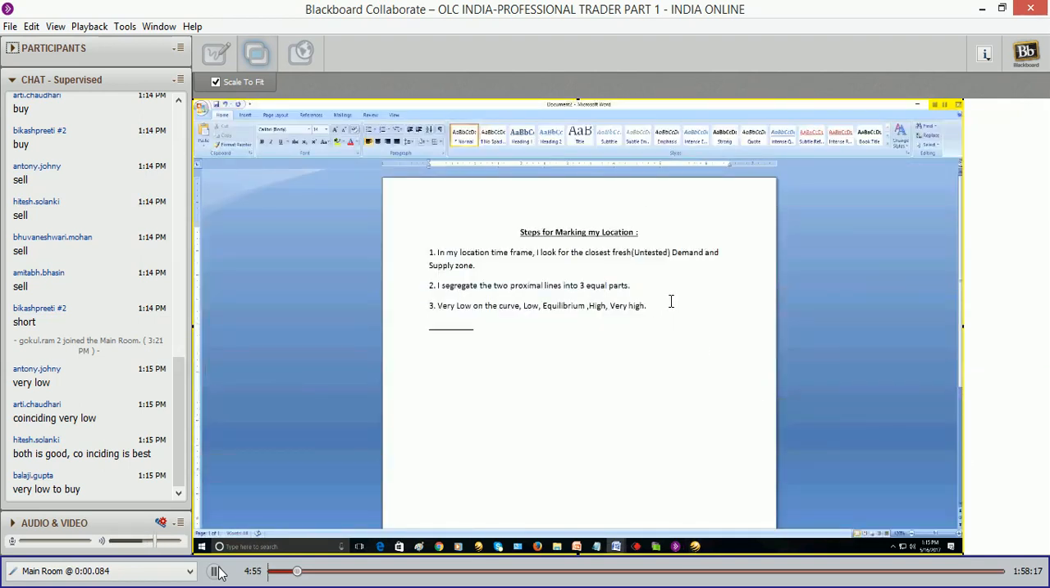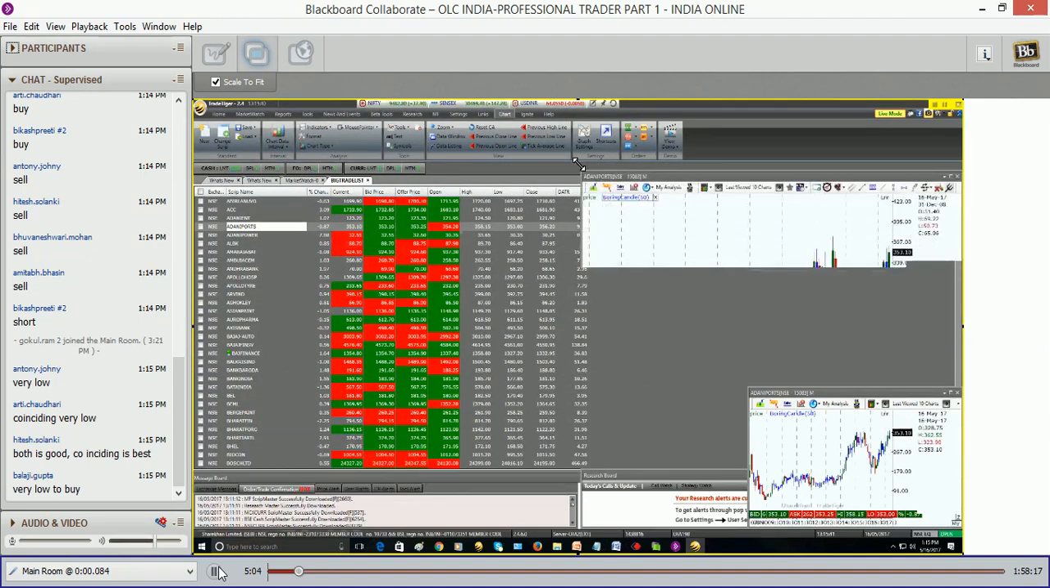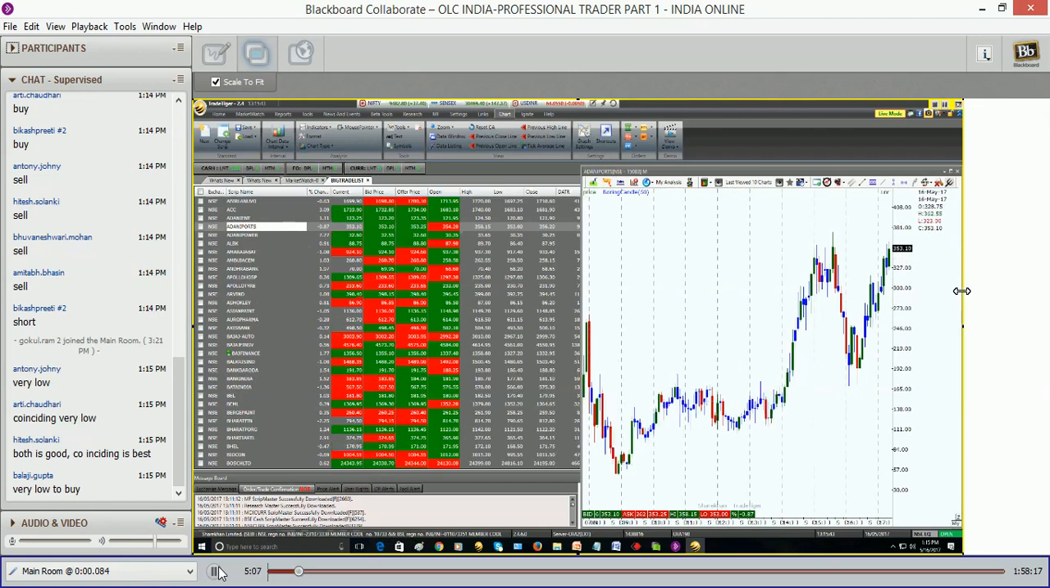However, in these steps to mark my location, there is an exception. Before we come to the exception, let's do an example to understand how we actually go about the process of marking our location.